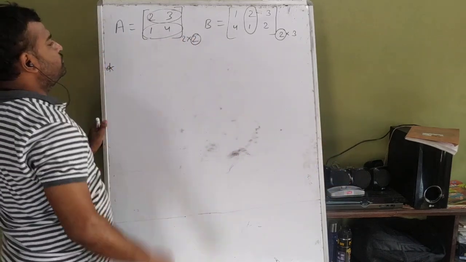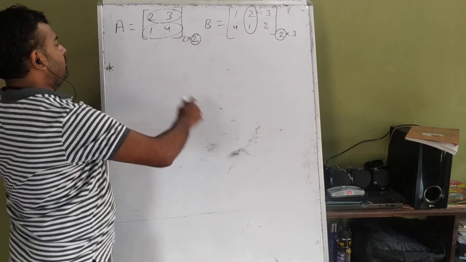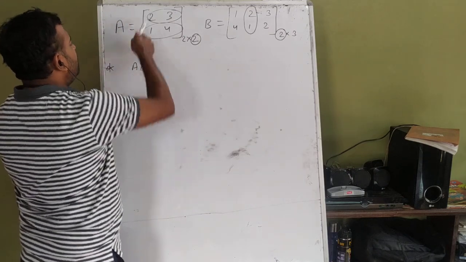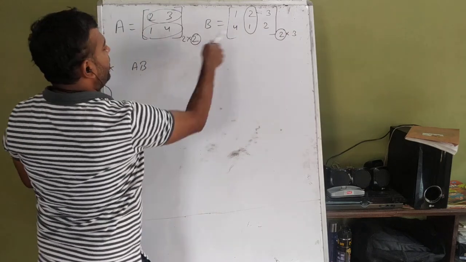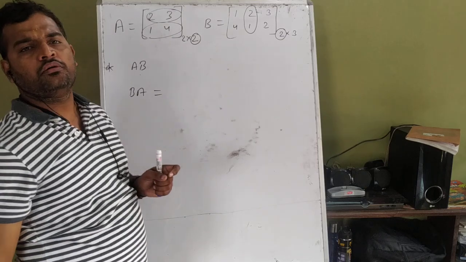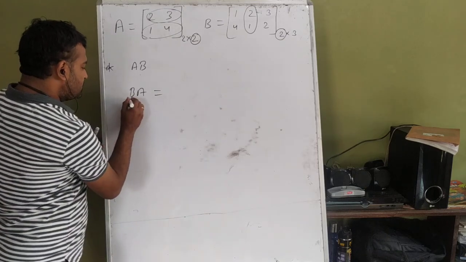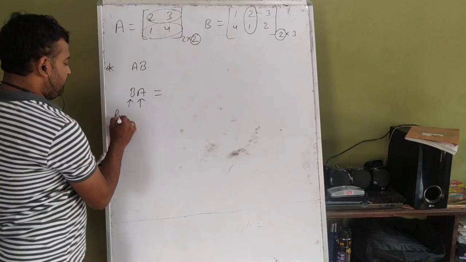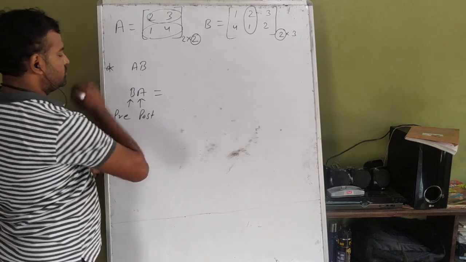Let us consider a few more points. The product AB we have discussed. Now, for the same matrices A and B, will the product BA be possible here? See, here B is now pre and A is now post. B is pre and this is your post.